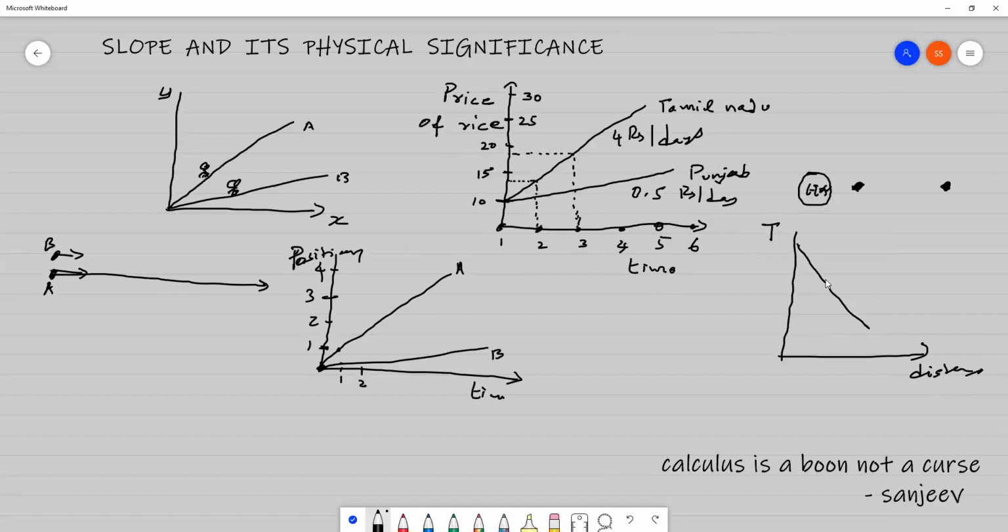Sometimes in physics, they call this rate of change of one quantity with respect to another quantity a gradient. Maybe in future classes you will be learning this. Gradient is a kind of slope only. Gradient is nothing but slope, the other word for slope. But whenever a quantity changes with respect to distance, they call it a gradient. Whenever a quantity changes with respect to time, they call it the rate at which the quantity changes.